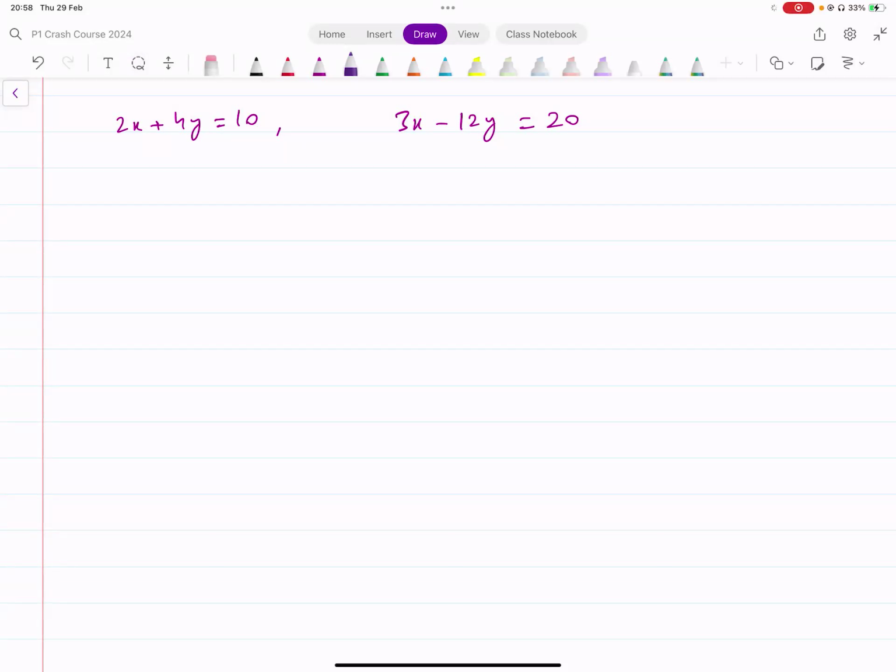So how do we do it? Let's start with substitution first of all. One way of doing substitution is that we make one variable the subject in one of these equations. For example, if we look at the first equation, in fact, the first equation can actually be simplified to x plus 2y, that equals 5.